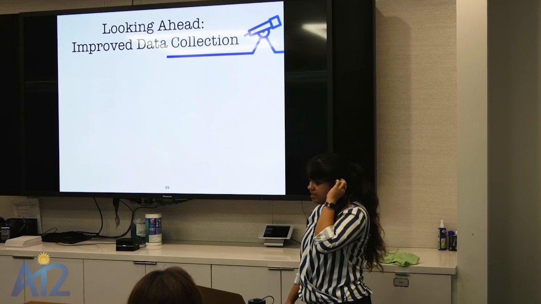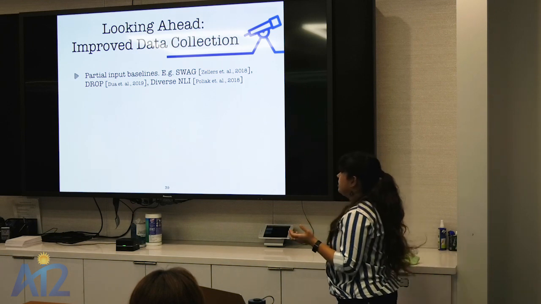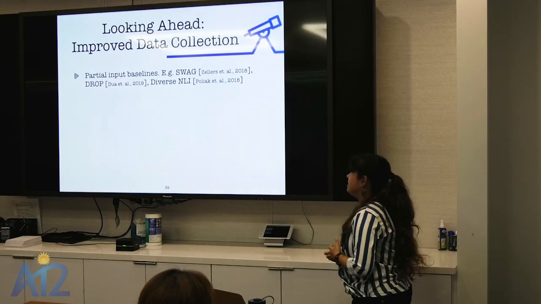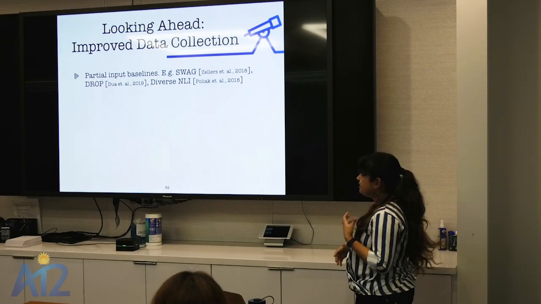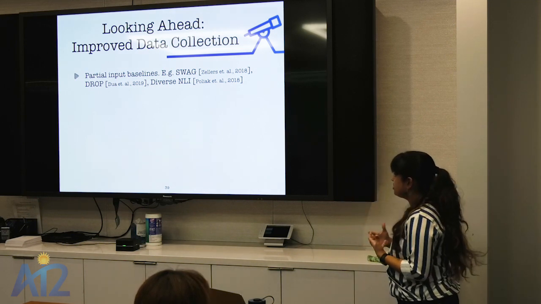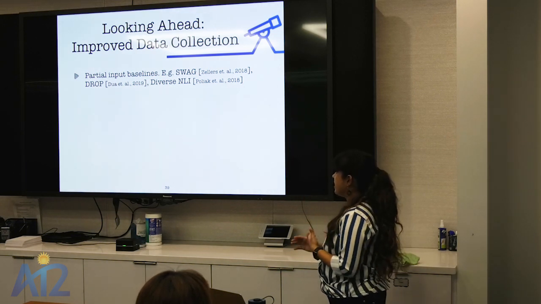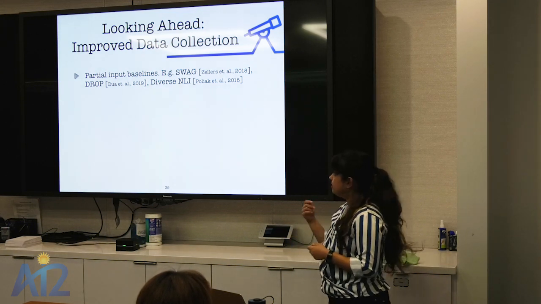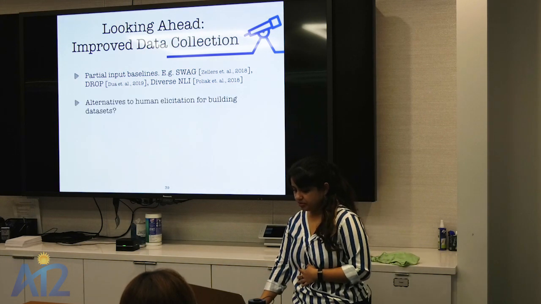Another direction that people have started exploring is improved data collection. One thing that people have come up with, and two of these data sets are from AI2, is these partial input baselines. While they're constructing the data, they take into account that there could be samples which make the task trivially solvable. So they come up with these partial input baselines, or in the case of SWAG, a mechanism to filter out all these trivially solvable examples as the data set is being constructed. So that's a positive outcome of this.